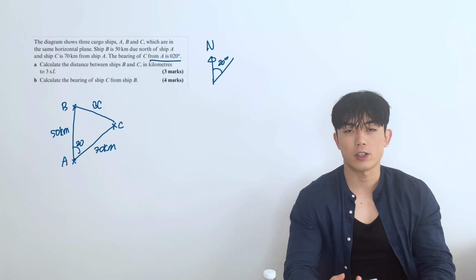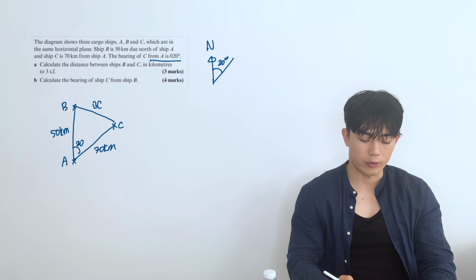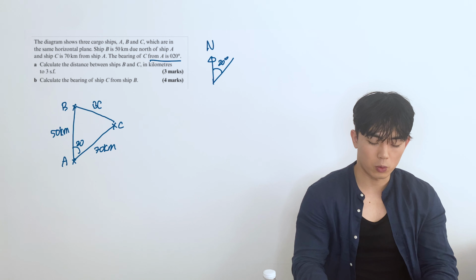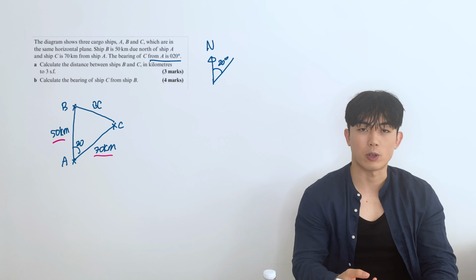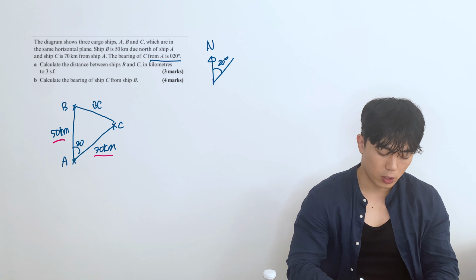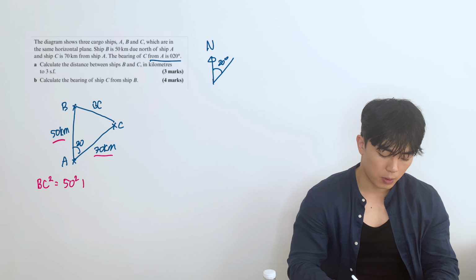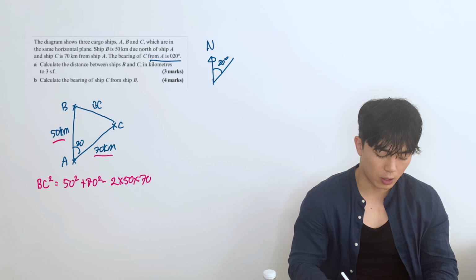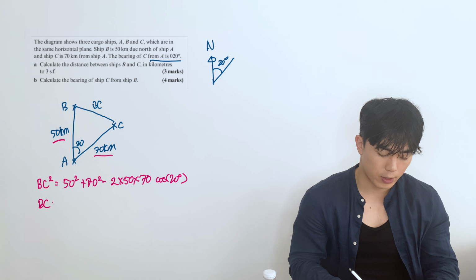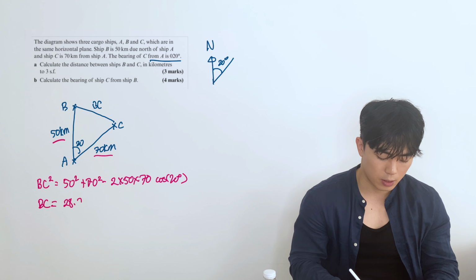As you can see, it's a triangle shape, so we can use the cosine rule because we know 2 lengths here, and the angle in between, which is 20 degrees. So BC squared is equal to 50 squared plus 70 squared minus 2 times 50 times 70 cos 20 degrees. And if you put that in the calculator, you get BC as 28.7 kilometers.